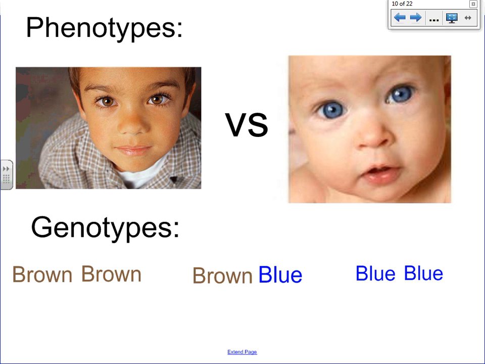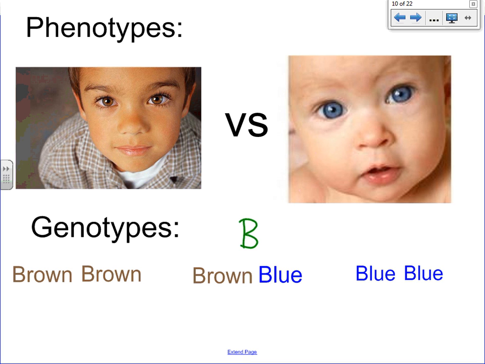Now, one thing about when we start using brown and blue and we start looking at more and more traits is that eventually it gets kind of long to write brown or blue every time. So we use a scientific abbreviation. Instead of using the whole word, we're going to use a single letter, and that single letter will represent the gene that we're talking about. In this case, when we talk about eye color, we're going to use the letter B.